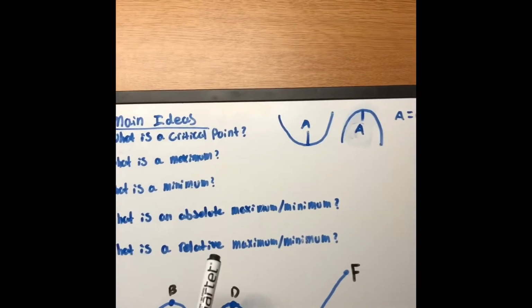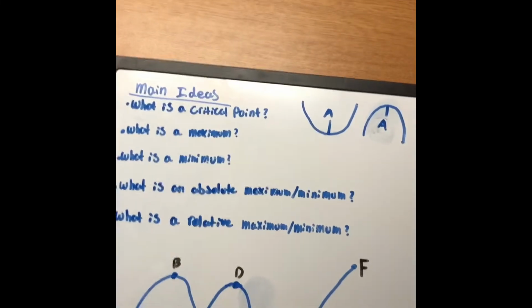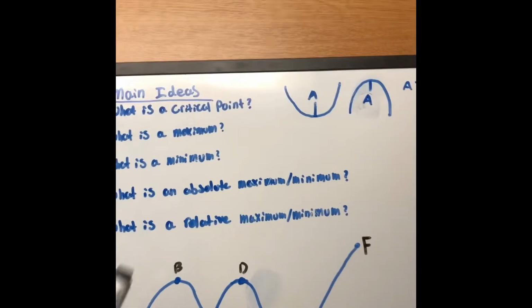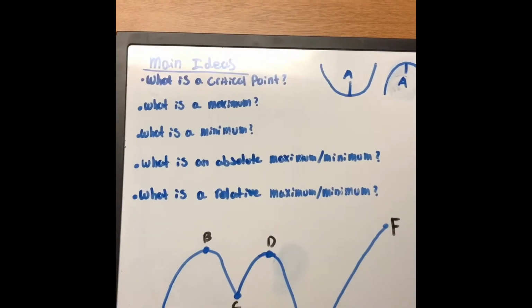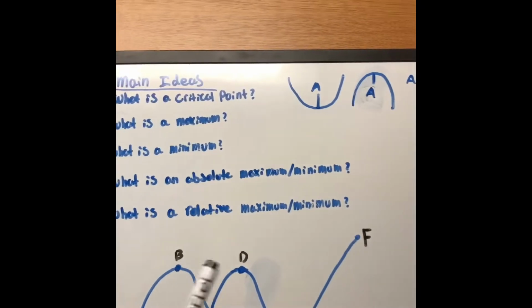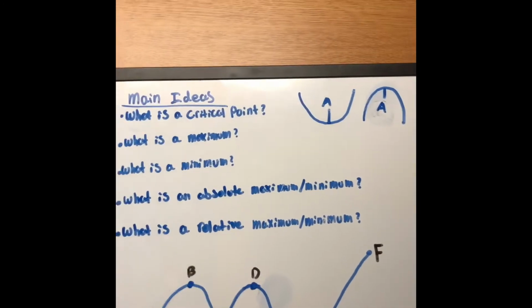What is a relative maximum and minimum? Relative maximum and minimum are also maxes and mins in a graph, but not as low or as high as the absolutes. In this graph, letter A and letter C are both the relative minimums. Letter B and letter D are both the relative maximums.